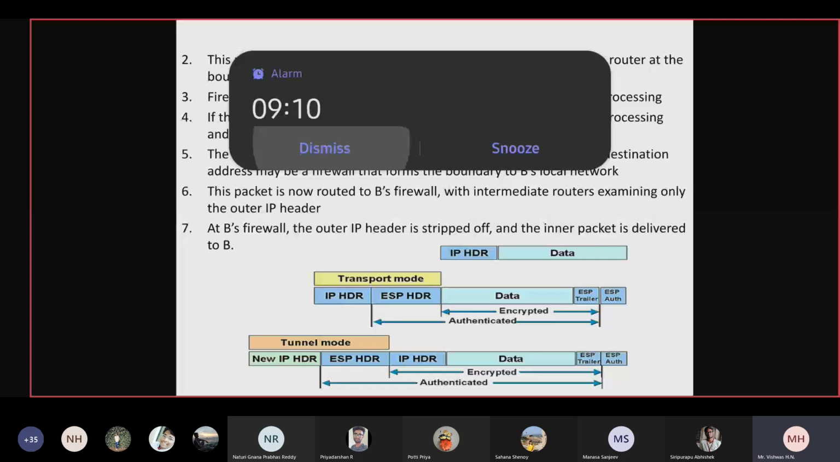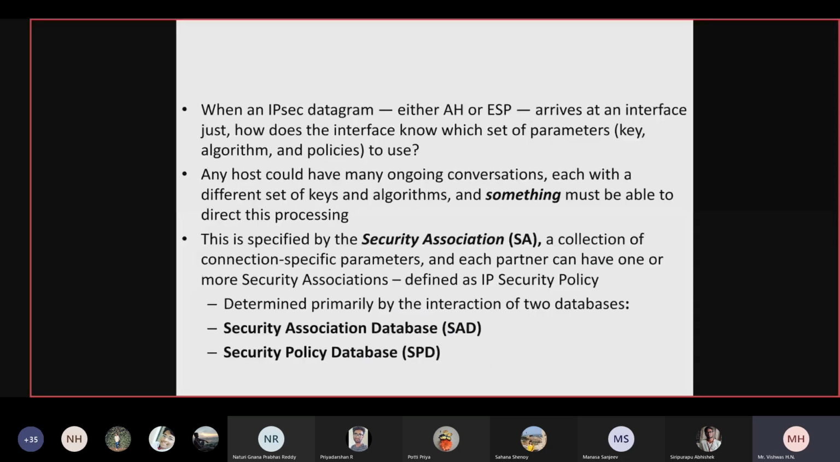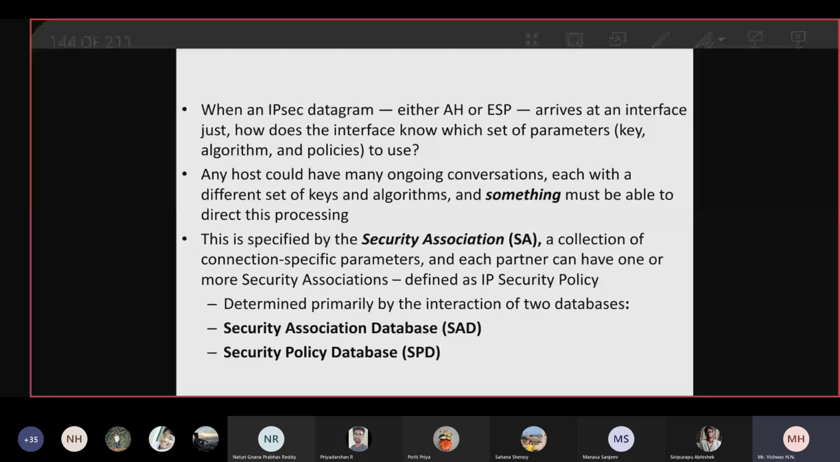Okay, so the next topic is the complete explanation about security association and the difference between AH and ESP. We will take this in the next class, students. We will stop here for today. Any doubts? Do you have any questions?